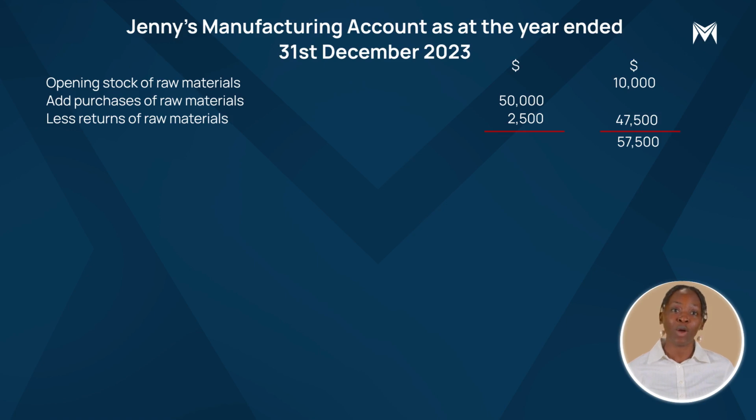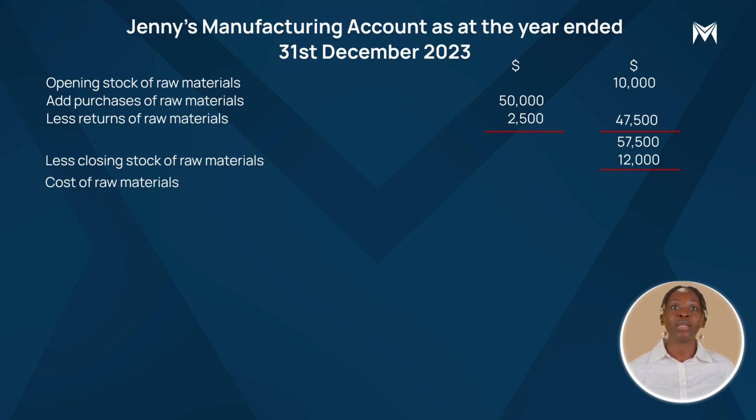$57,500. But hold on, we need to account for what's left over. Jenny's closing stock of raw materials is valued at $12,000. So by subtracting that from the total goods available for production, we get the total raw materials used for production, which is $45,500. Now let's talk about direct labor. Jenny's direct labor cost for the year amounts to $25,000.